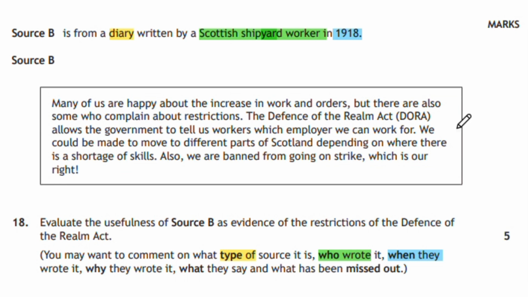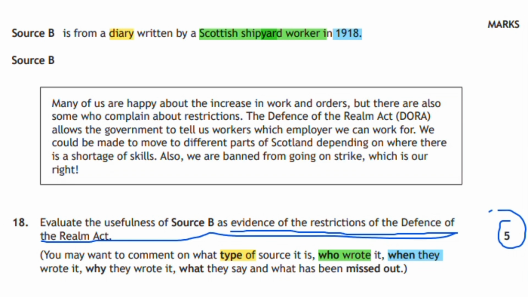So I've just highlighted those 3 things even before I've looked at the question, because no matter what the question has asked us to evaluate the usefulness of source B with regards to, every evaluate the usefulness question is going to give you this key information at the top. And notice it's out of 5, we can get most of the marks by commenting on these 3 things. But of course, now that we've done that, we want to have a look at what we're reading the source for, and we're looking at evidence of the restrictions of the Defence of the Realm Act.